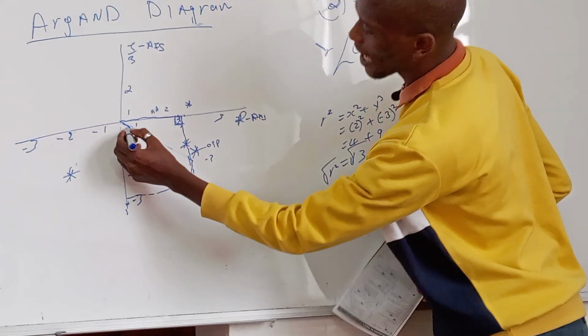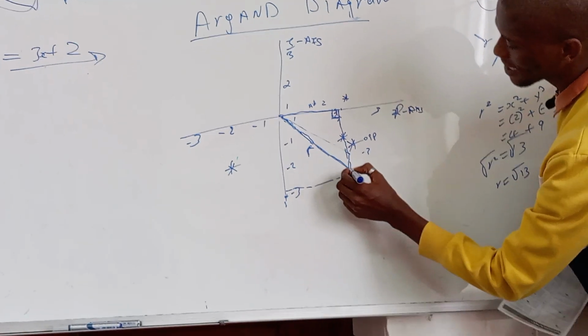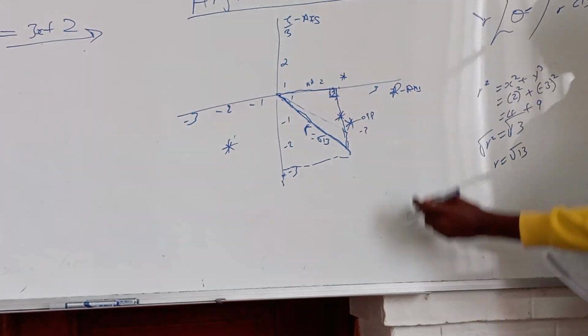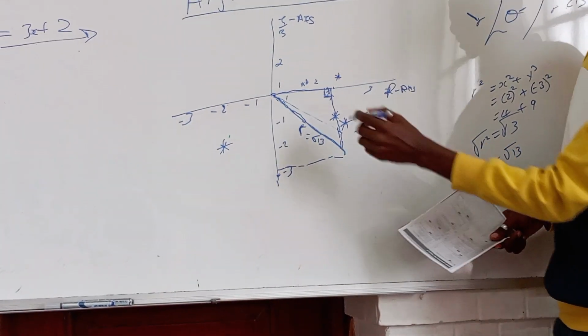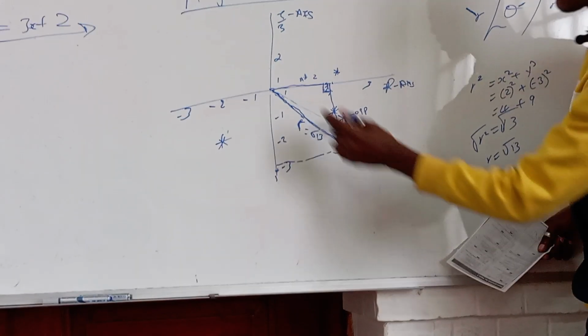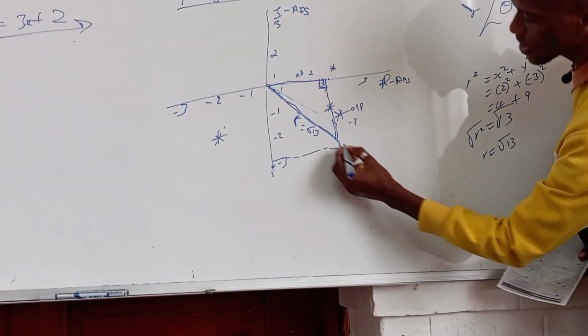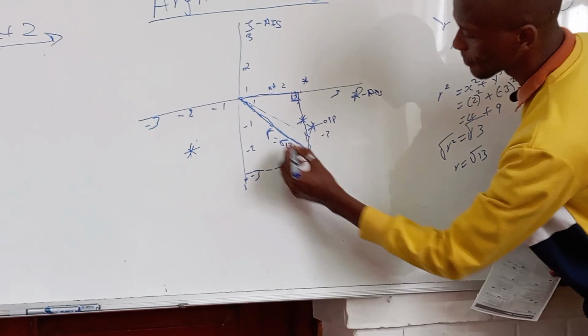So the distance, this line, this length, guys, is always positive. There's no way you can have a modulus that is negative. If we talk about modulus, it's always positive. So we know that from here to here, it's the square root of 13, right?